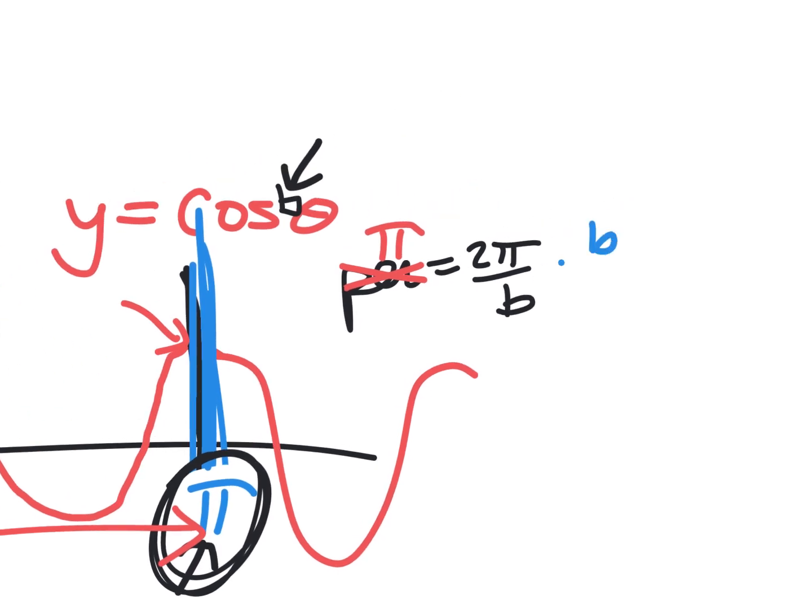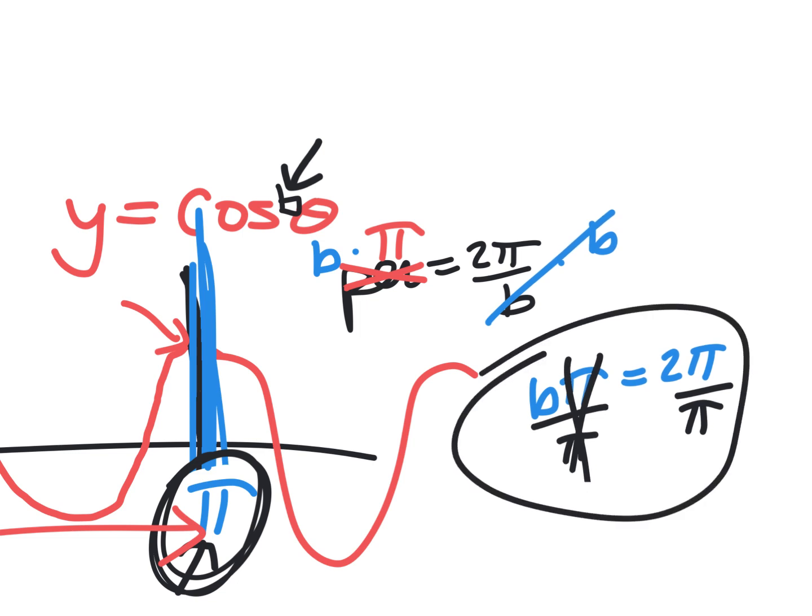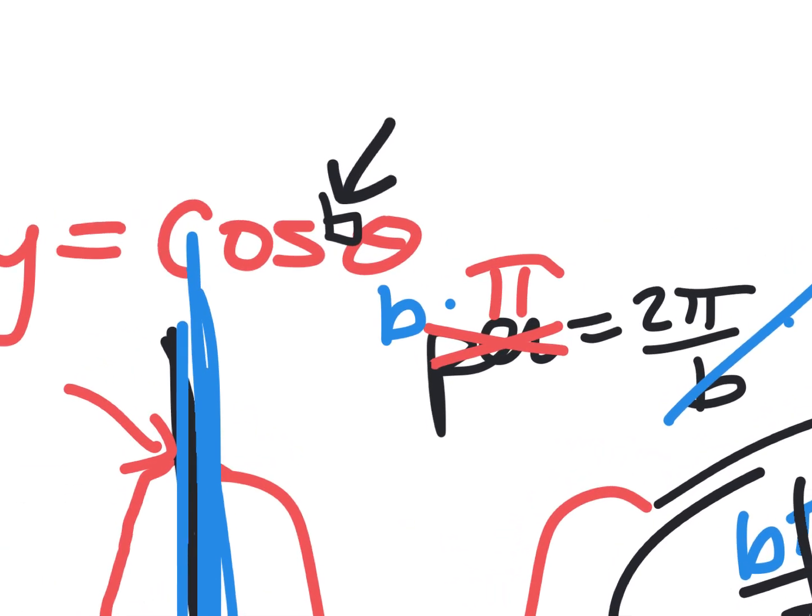Times both sides by b to clear the fraction. b pi equals 2 pi. b is 2 pi over pi. Wait a minute. What's it really then? What's b? You guys have gotten worse at participating. It's not that hard. What's b? 2, yes. b is 2, see? So b is 2, so then this must be a 2.